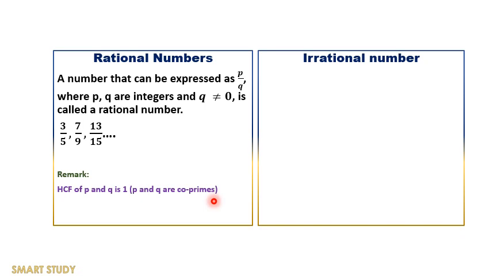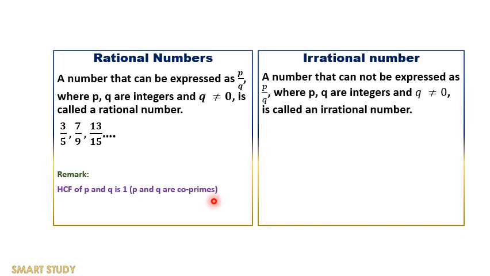So next we'll see irrational number. So irrational number means a number that cannot be expressed as p by q where p, q are integers and q is not equal to 0 is called an irrational number. Means the number which is not in the form of p by q is called irrational numbers. So example root 2, root 3, root 15, pi, root 2 by root 3. So these are all the examples for irrational numbers.